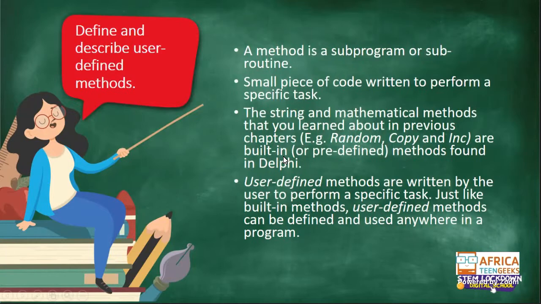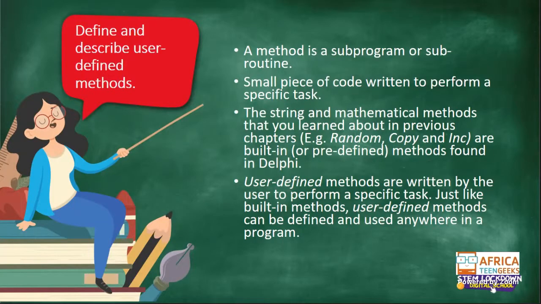Okay, so firstly, you've got to define and describe user-defined methods. So a method is a subprogram, or what they call a subroutine. What is that? So it's just a small piece of code written somewhere that performs a specific task. Examples that you would have known or would know at this point would be the built-in ones, so the string and the mathematical methods and so on that you have learned about in previous chapters.